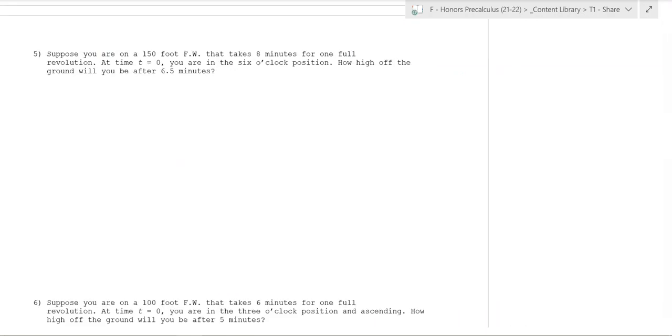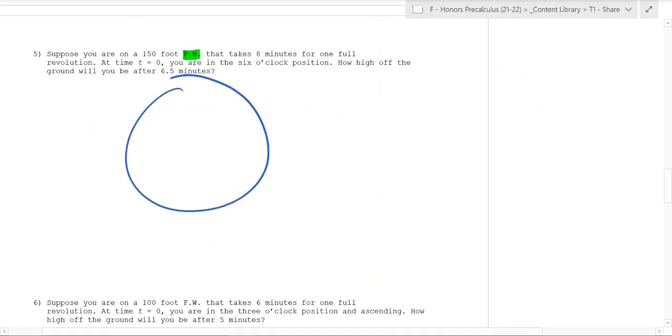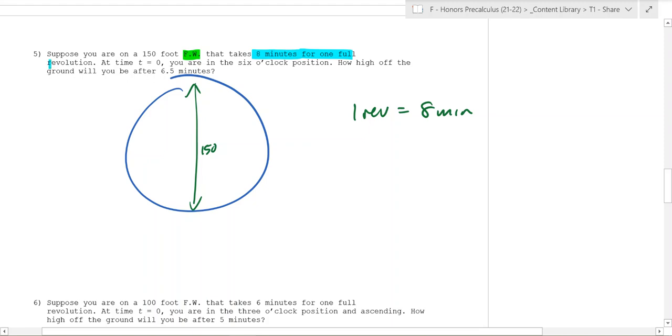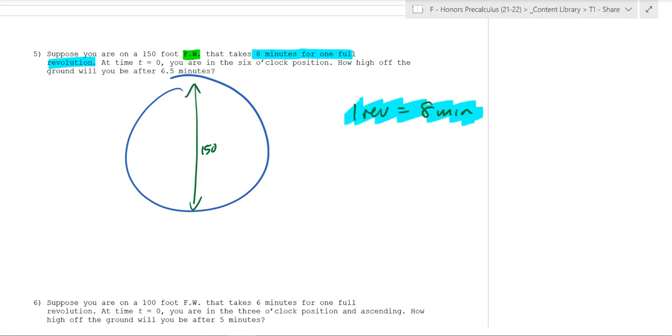So now let's do some exact measuring. So we're back on Ferris wheels. Nice. 150 feet. So you've got a 150 foot Ferris wheel right here. And it takes 8 minutes for 1 full rotation. So 1 revolution is 8 minutes. It's right there. 8 minutes for 1 full revolution. That's this right here. At time equals 0, you're at the 6 o'clock. So you're right here. So time equals 0.